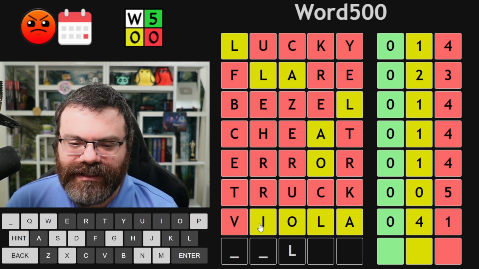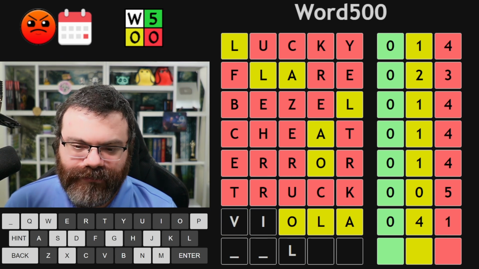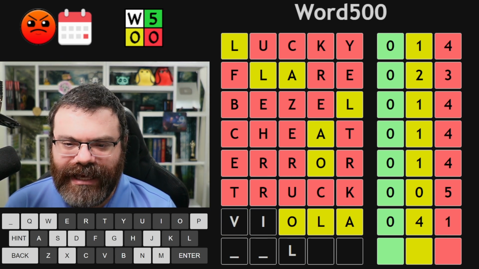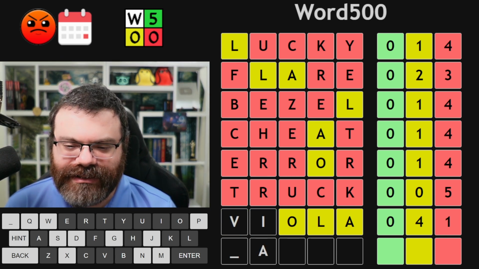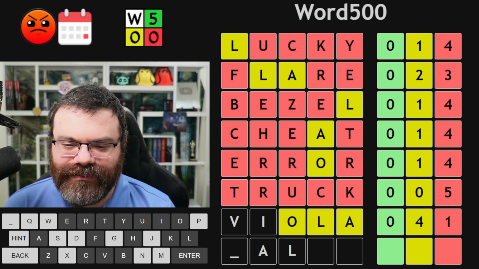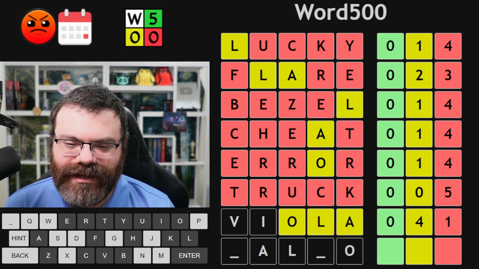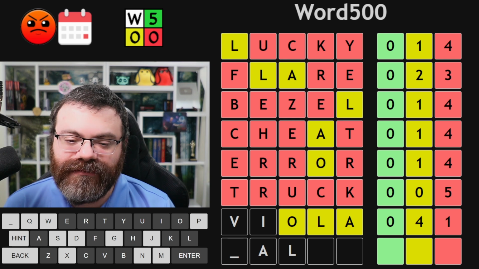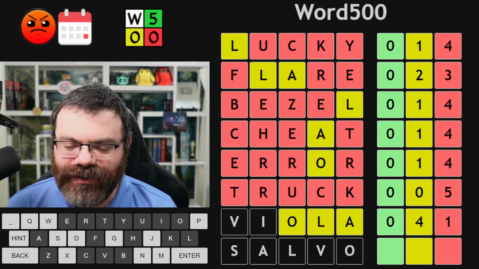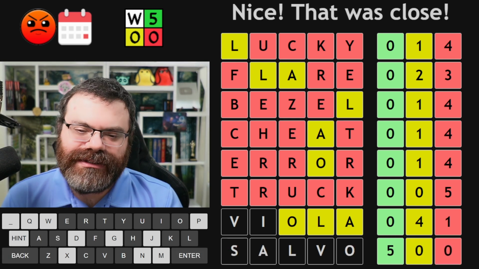I'm going to leave this V and I open, because we don't know. L is in the middle. A is near the start. Let's say it's not at the start exactly, though. So AL. O then is probably forced at the end. And then if we use an I or a V, salvo. Wow, salvo. Yes. Ooh, that was tough.